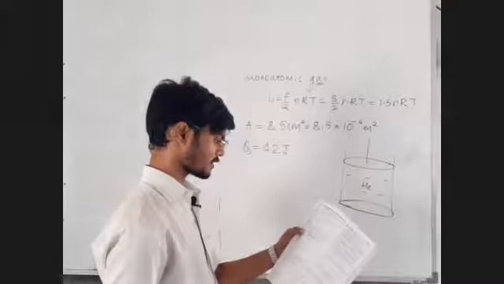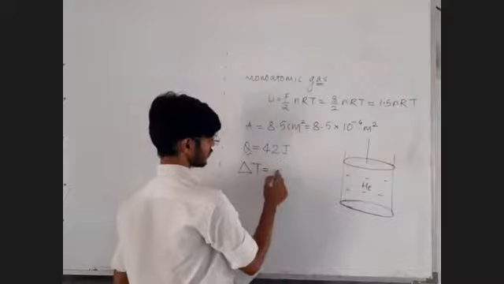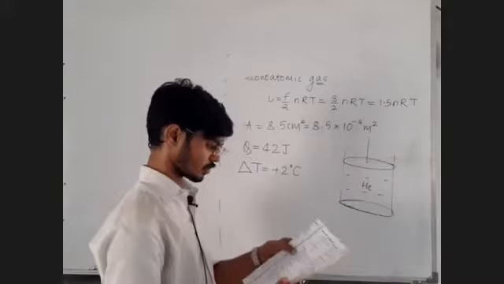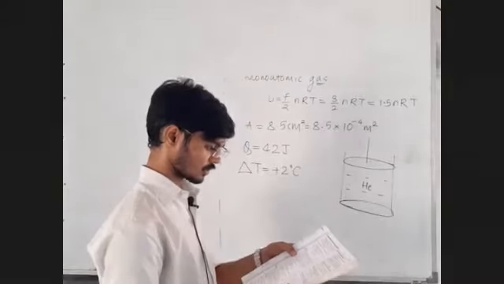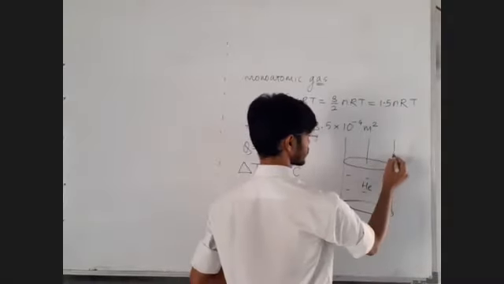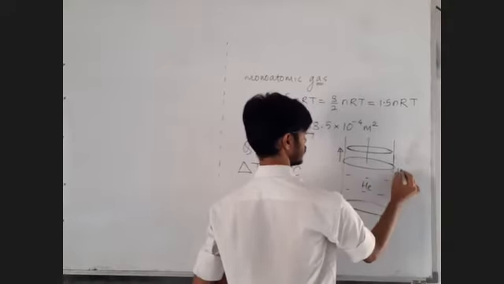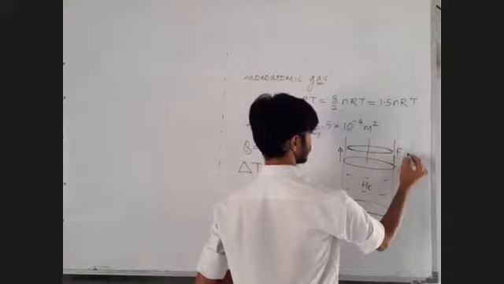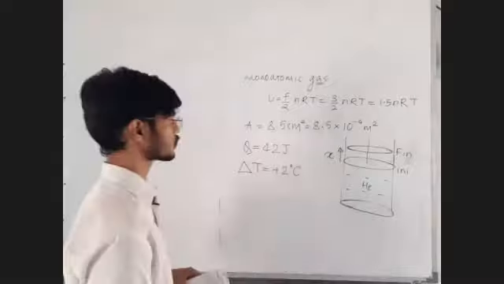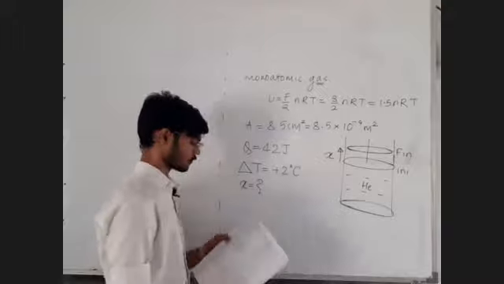If the temperature rises by 2 degrees Celsius, it means the change in temperature is plus 2 degrees Celsius. Final will be more, initial will be less, so delta T will be positive. Find the distance moved by the piston. We'll assume that the piston moves up by a distance equal to x during the process. This is the initial position, this is the final position. They are asking what is the distance moved by the piston.